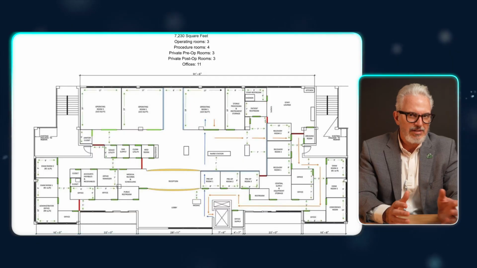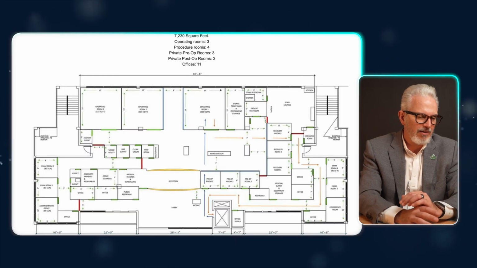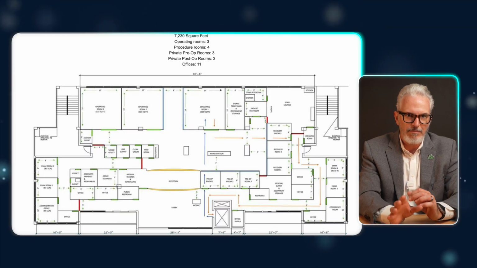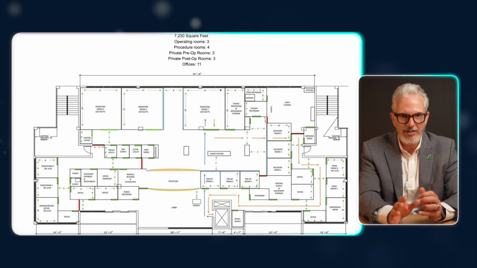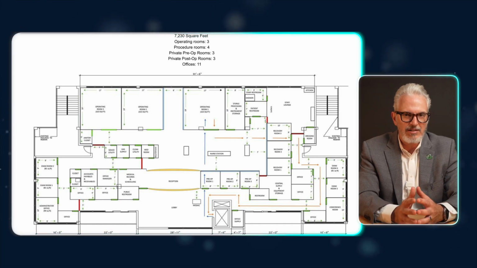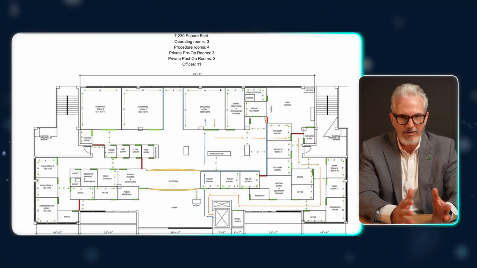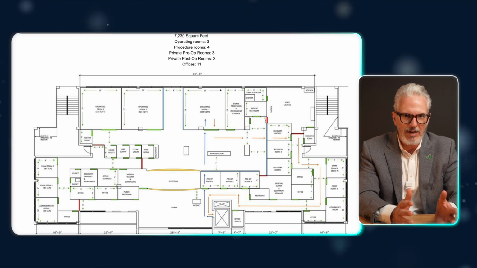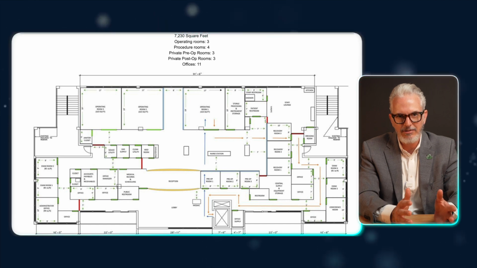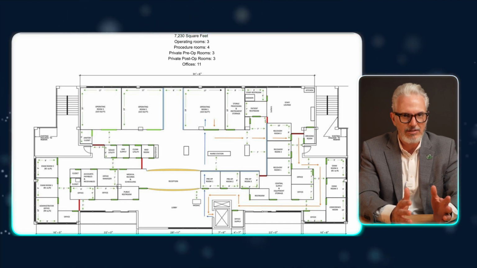Thank you. As you can see on this building schematic, there are 3 OR suites, a PACU or post-anesthesia care unit, a sterilization space, soiled utility, 4 restrooms including 1 staff restroom with a shower, pre-op area, exam rooms, offices, a lobby, common areas including nurses' stations, hallways, and storage areas.